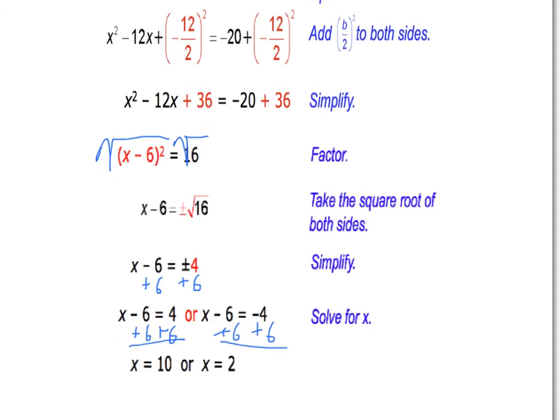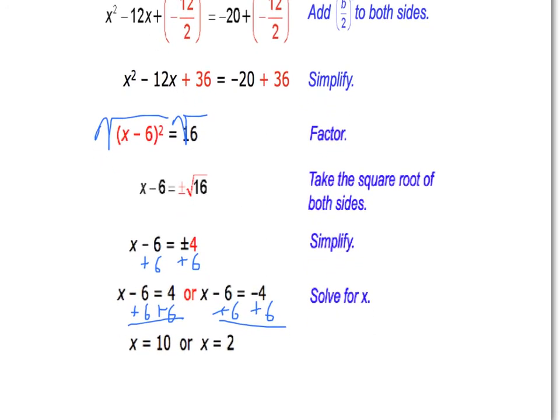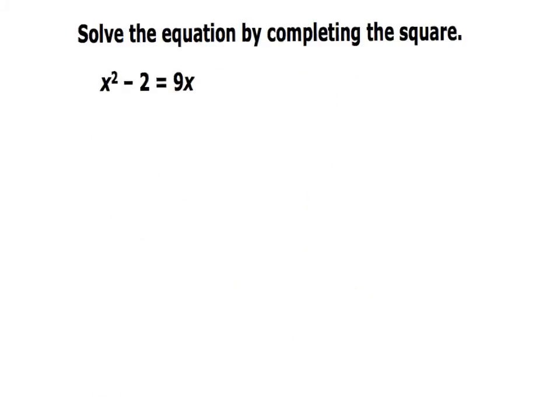All right, so your final answer, when you're all done, remember, you need to put it in set builder notation. So it's going to be x such that x is equal to 10, comma, 2. And you've just completed the square. Okay, now I'd like you to pause the video and try one by yourself. And then we'll work through it in a second. So go ahead and pause the video.